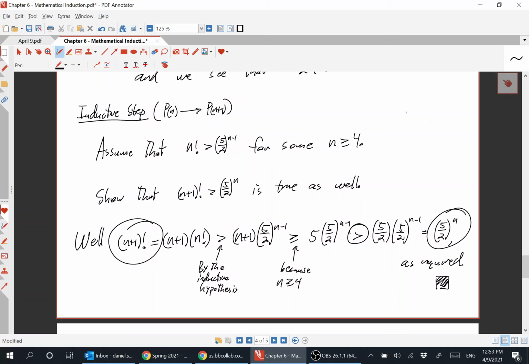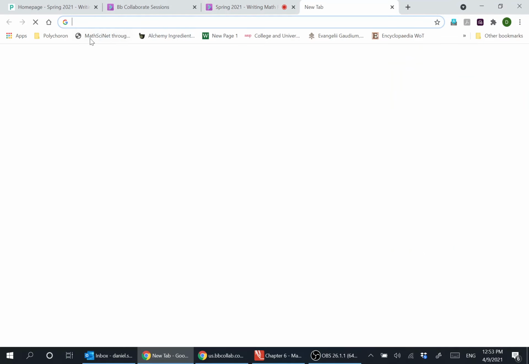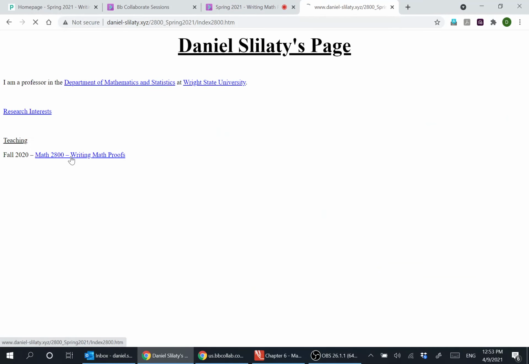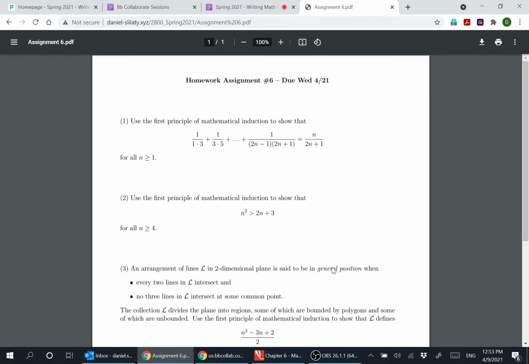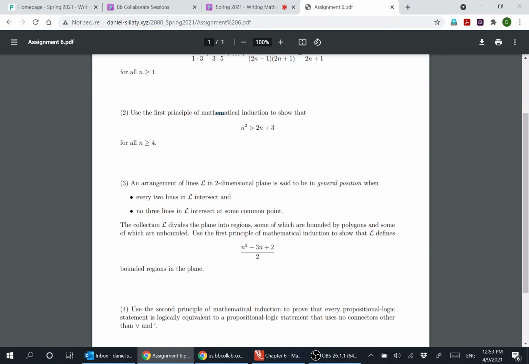Let's do another one like that, inequalities. So in the homework, we've got one problem using inequalities. Right here, number 2. Doesn't use factorials or anything like that. It's just polynomial. Now, of course, you do not need induction to prove this.